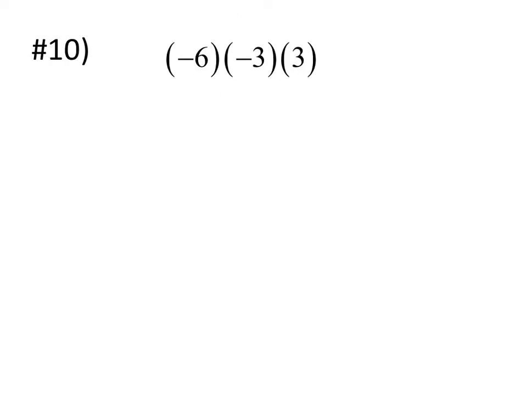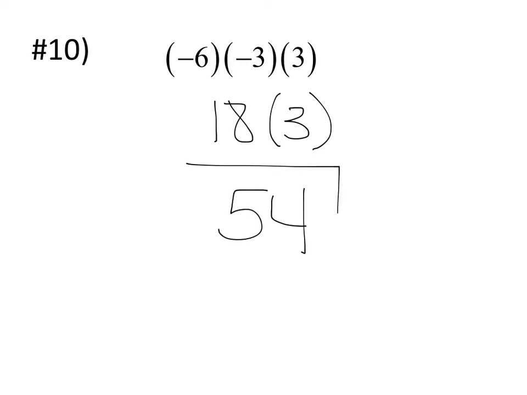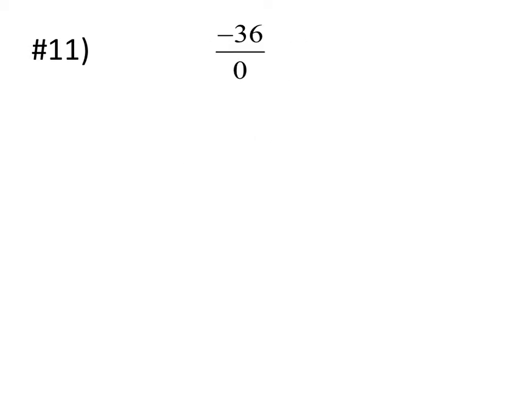Okay, over here we'll do our first two. Negative 6 times negative 3 is positive 18. We'll multiply that times 3, and you get 54. Okay, any number over 0 will always be undefined.